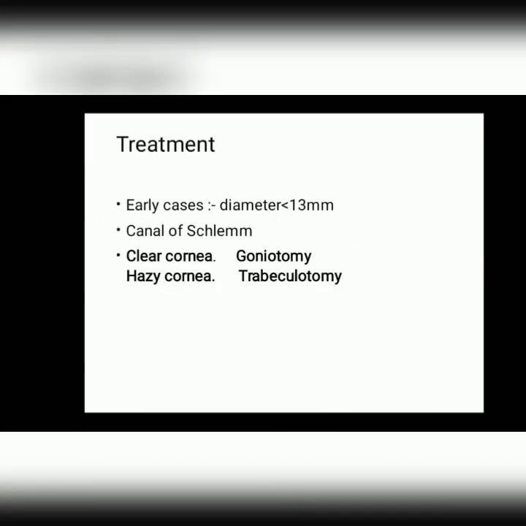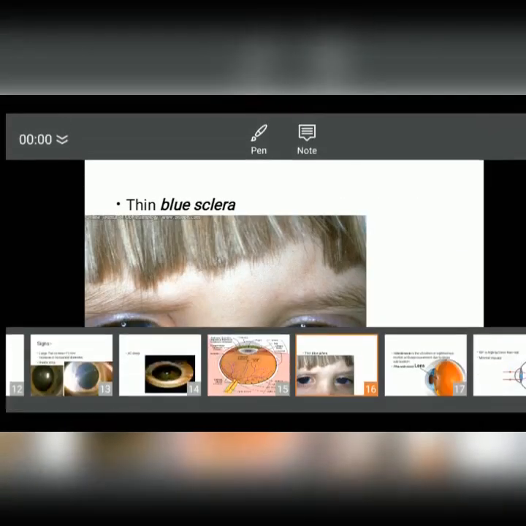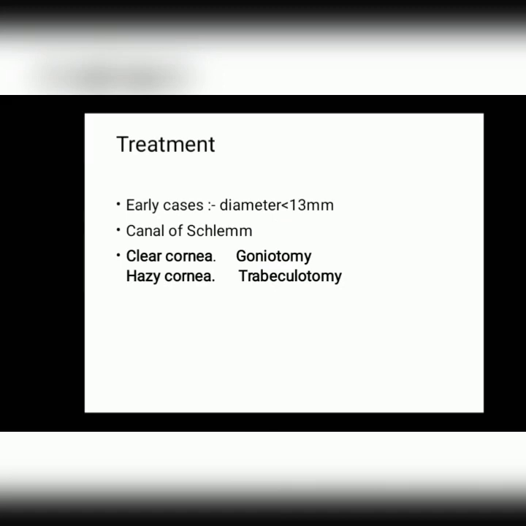Treatment. How can we treat a condition of primary congenital glaucoma or buphthalmos? We treat it according to the presentation. Is it early or is it late? If the condition is early, that means the diameter of the cornea is less than 13 millimeters, we will treat it according also to the cornea, whether it is clear or hazy.